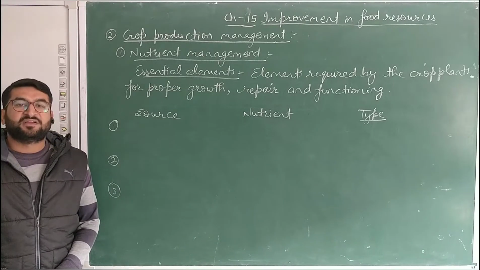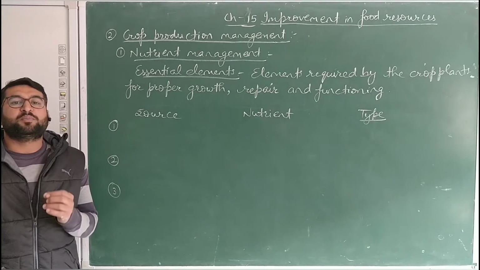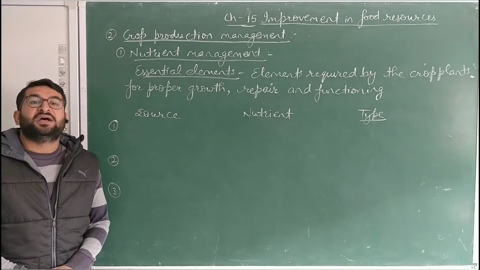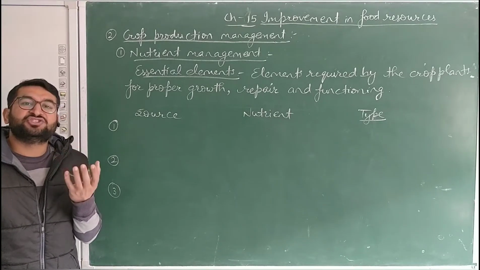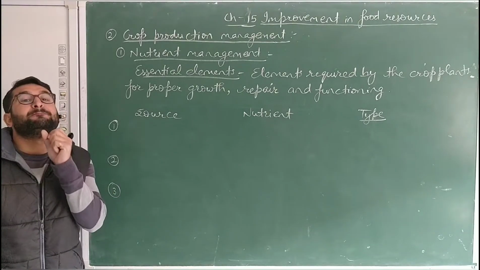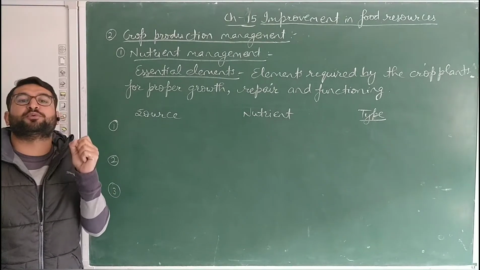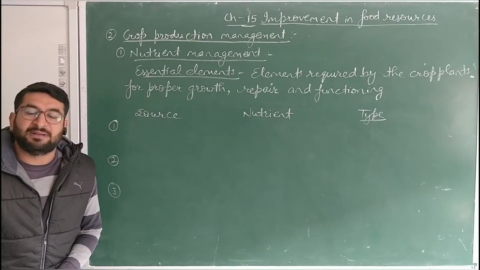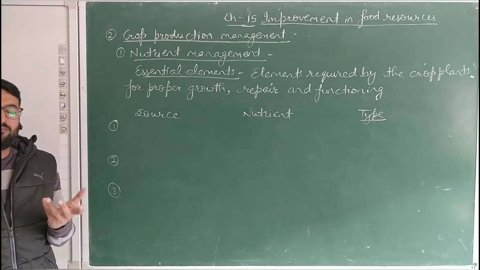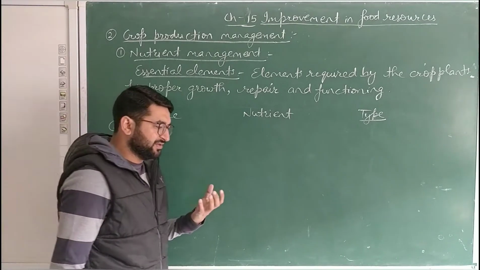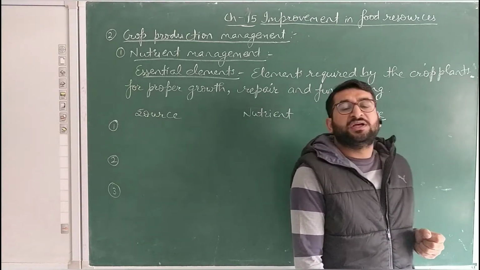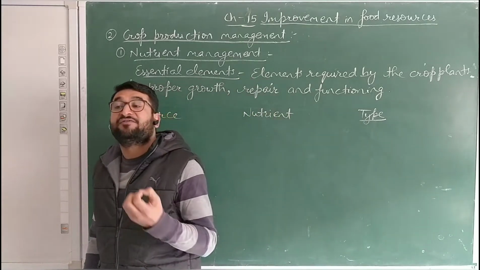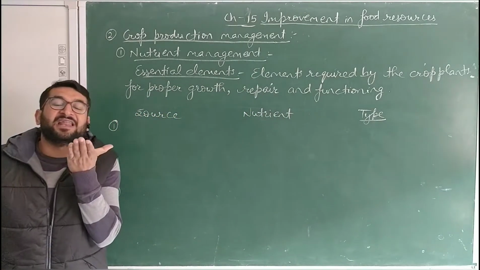In this video, we will discuss crop production management. Crop production management is the managing processes, the management steps by which we can increase the crop produce. It has various steps, the first one being nutrient management. As crop plants are also living organisms, living systems, they require certain nutrients for their growth, for their repair, and for the processing of their various life activities.